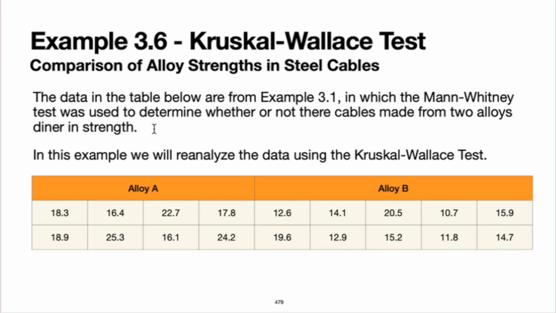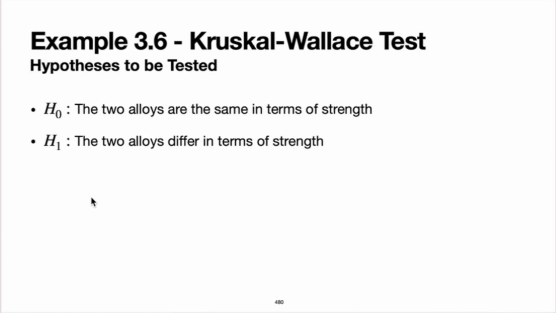do it now. So in this example, we're going to reanalyze the data using the Kruskal-Wallis test. Here we have the original data from example 3.1, and these are the measured strengths that were given to us. The hypotheses to be tested: the 2 alloys are the same in terms of the strength of cables, against the alternative that the 2 alloys differ in terms of strength.